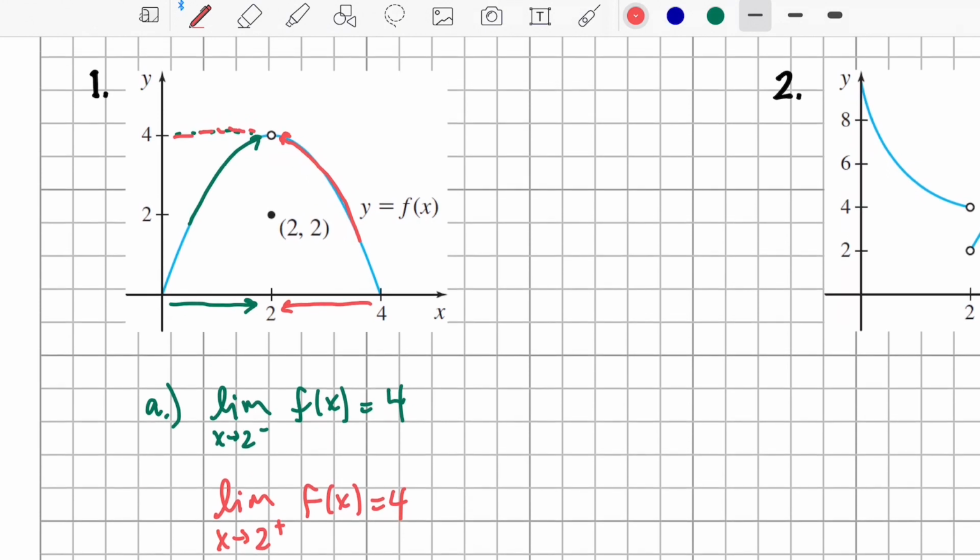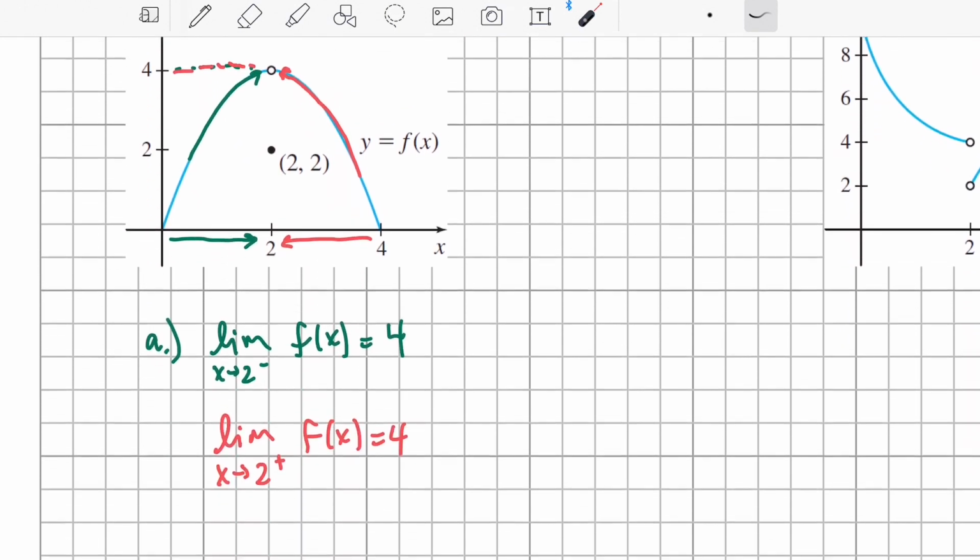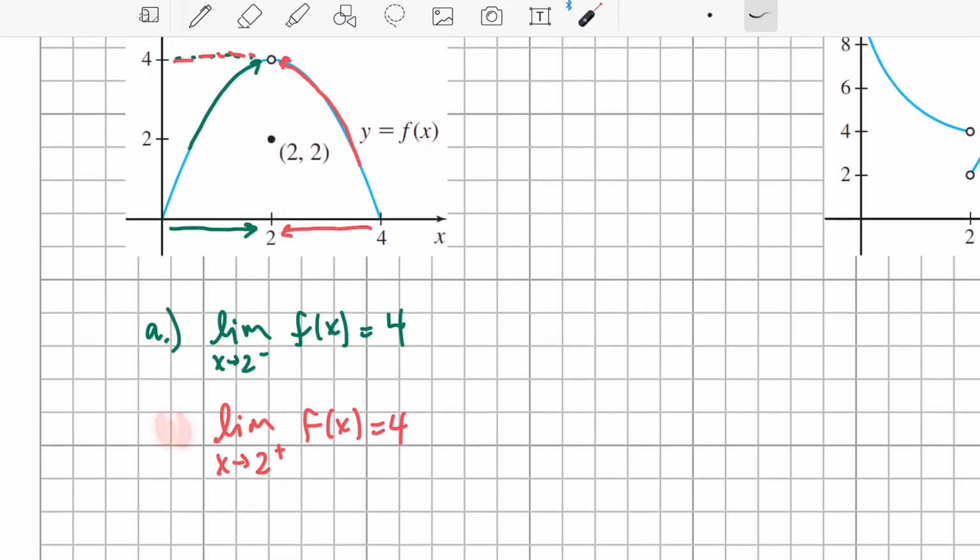Notice that when x is equal to 2, you're there. So when x is equal to 2, your y value is 2. It's not 4, it's 2. As we get closer and closer to 2 from both sides, we are approaching 4. But the actual value, when x equals 2, is 2. So finally for C, let me write B here, oops.